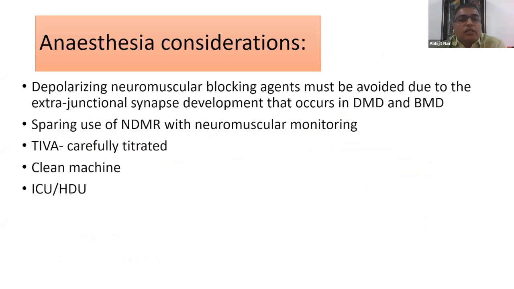So coming to anesthesia considerations, depolarizing agents, except for myasthenia gravis, should be avoided. They should be avoided for Duchenne's and Becker's. 10 to 20% of the non-depolarizing muscle relaxant dose with monitoring can be used, but then extubation has to be planned carefully. PIVA to be titrated carefully and a clean machine.